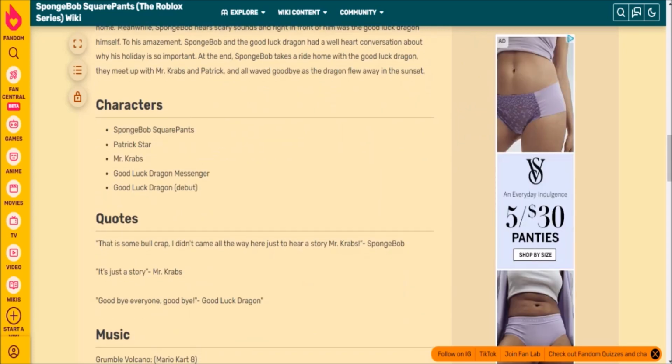Alright, so the characters are SpongeBob, Patrick, Mr. Krabs, Good Luck Dragon Messenger, and the Good Luck Dragon.